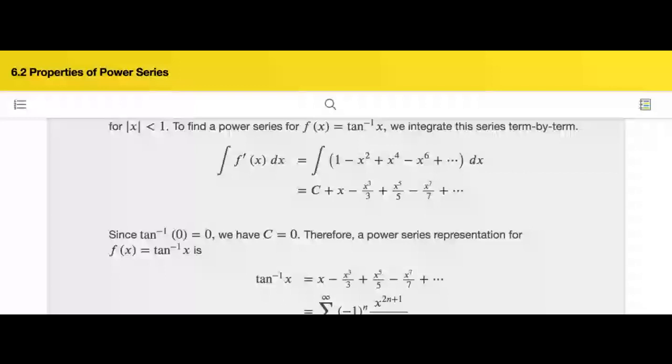Not making the equation to be 0. So we always plug in x equals 0 to find the c value. Because you see the function is this, right? So arctangent of x equals c plus x minus x cubed divided by 3, and so on and so forth.